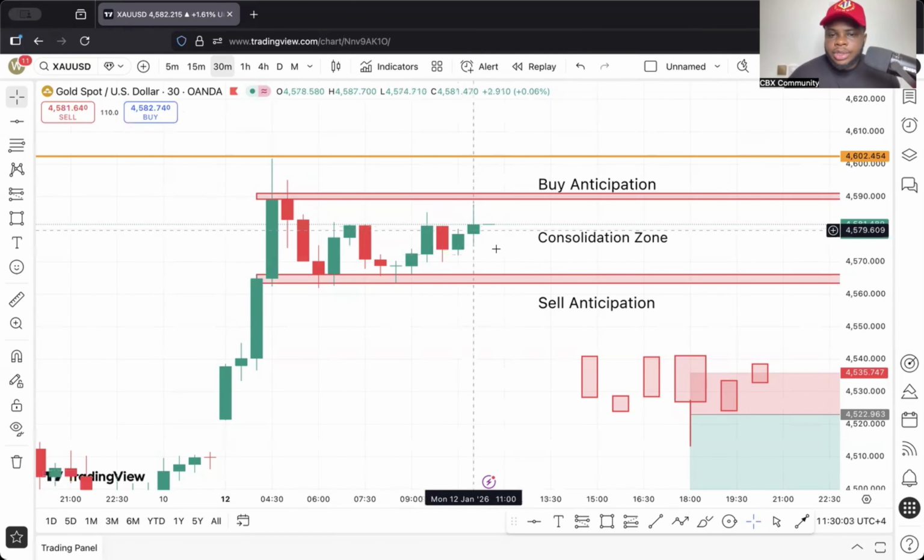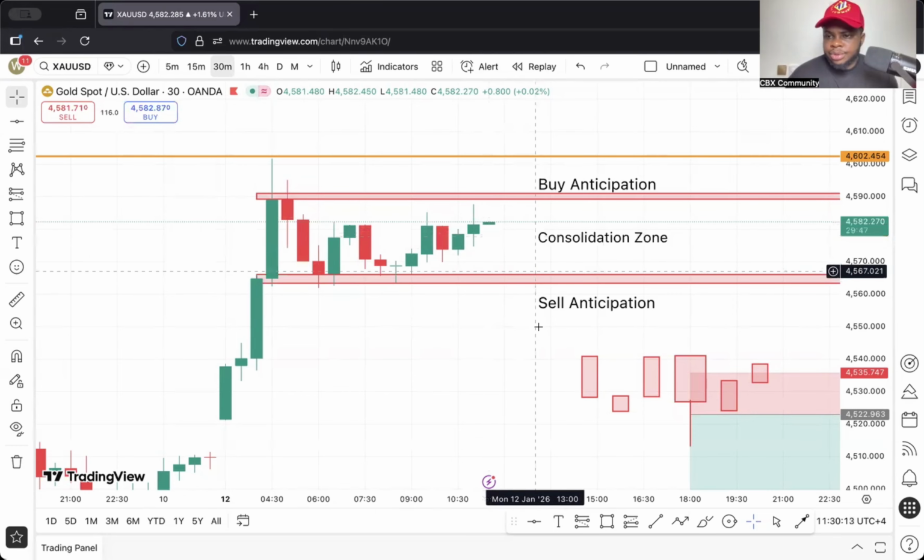This candle just closed with a bullish candle. The wick of the candle is bigger than the body of the candle. So let's see what this recent candle wants to do.